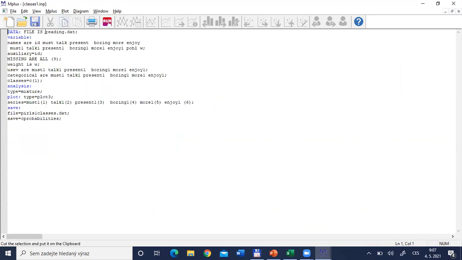The data file behind it is reading.dat, and the variables we will be discussing are called must, and the original statement was I must read. The next item was that if I read some book, I'm talking about this book with other kids. The next one, called present, is I like to get books as a present. Reading is boring is the next statement. I would read more, the next one. And the last one is I enjoy reading.